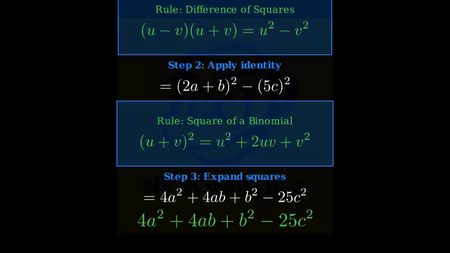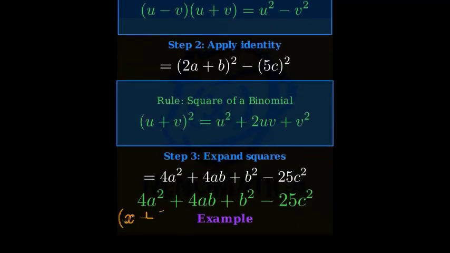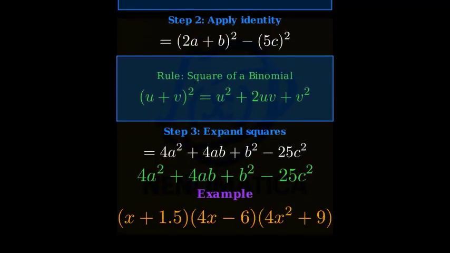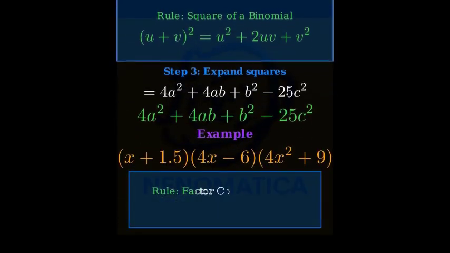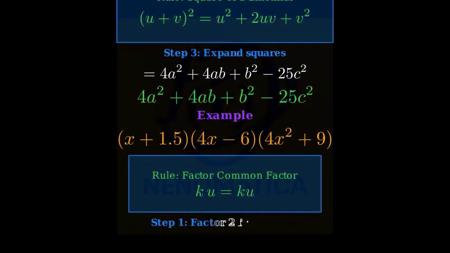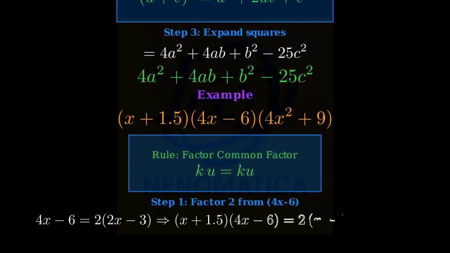Let's move on to our second example. We have the expression (x + 1.5)(4x − 6)(4x² + 9). Let's start by factoring out common terms. Looking at 4x − 6, we can factor out a 2 to get 2 times the quantity (2x − 3).